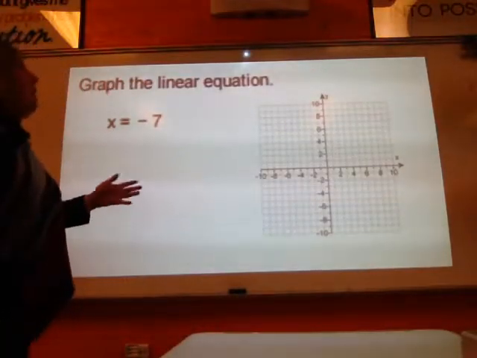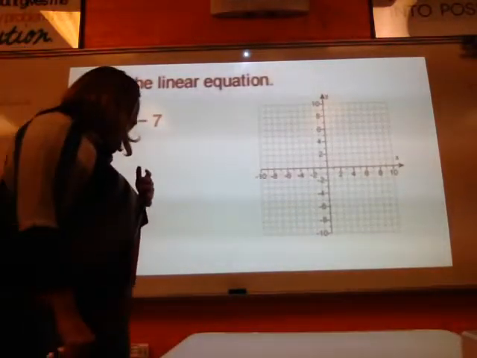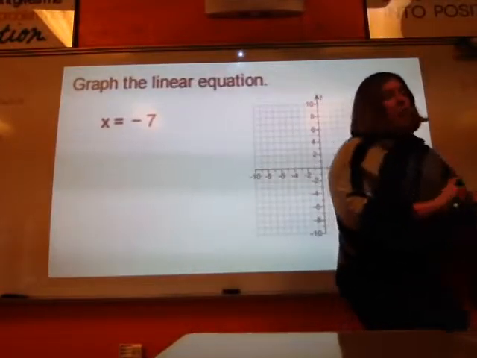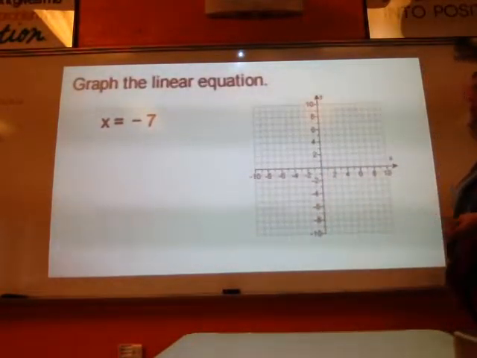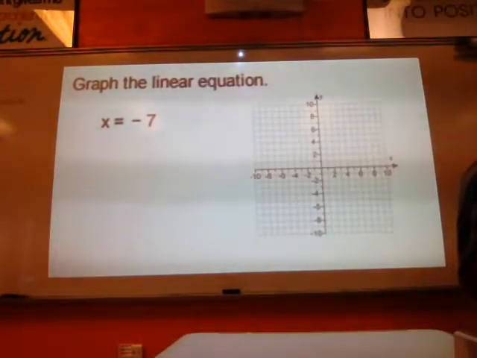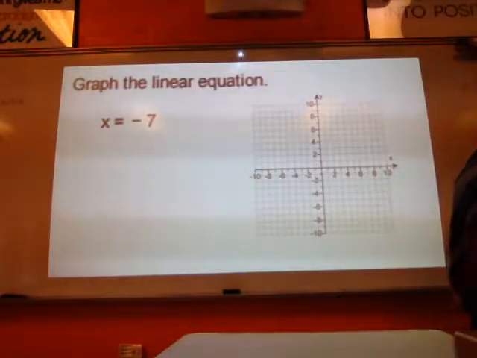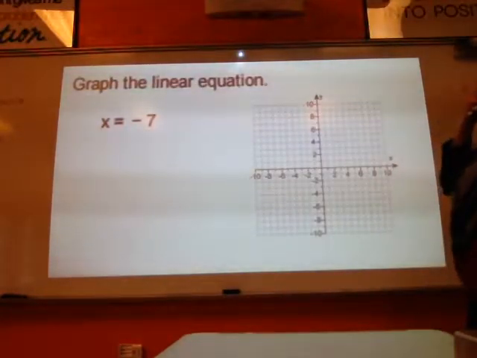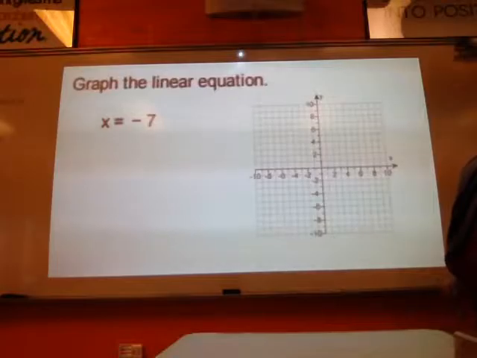Okay, chapter 3 is also all about graphing. So there's vertical lines, horizontal lines, or there's diagonal lines. This question says graph the linear equation, and it just tells me that x is equal to -7.